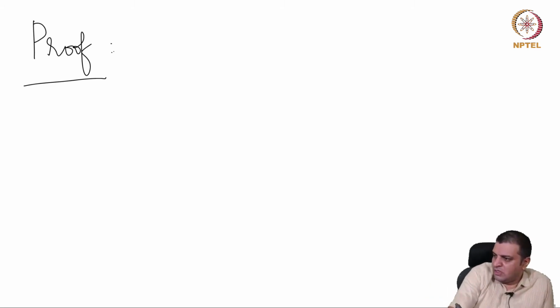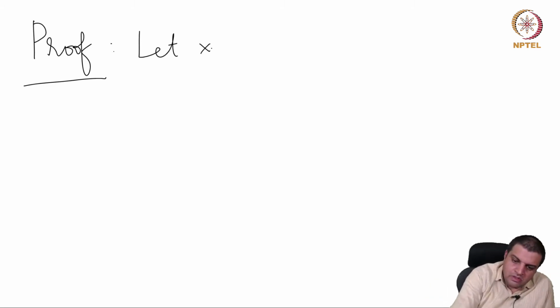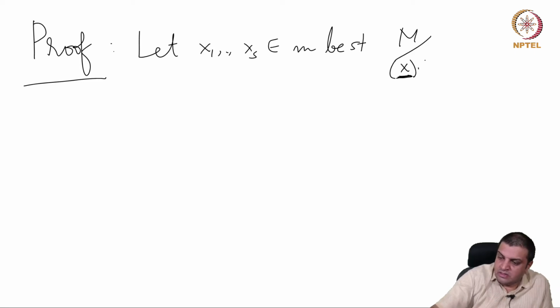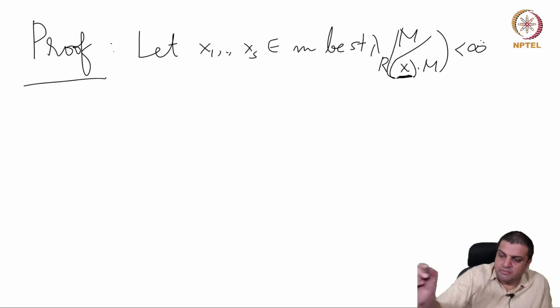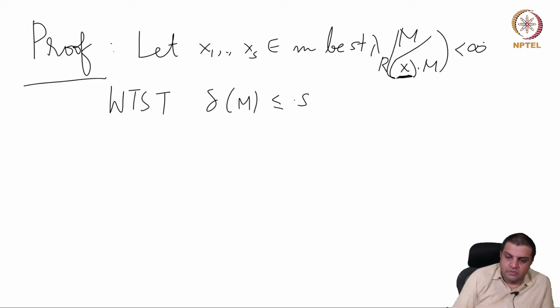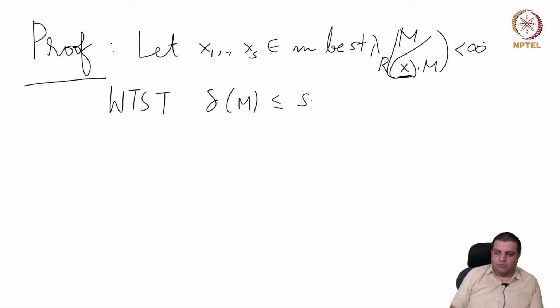Okay. So let x1 through xs in m be such that M mod (x1 through xs) times M has finite length. The length of this module is finite. So it's enough to show that delta of M is less than or equal to s. If this is the case, then the minimum of all such possible s will also be greater than or equal to delta of M. So this is what we want to show.